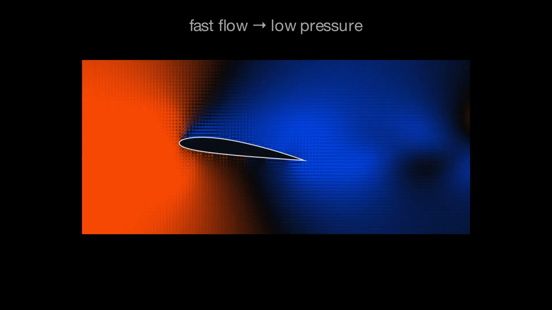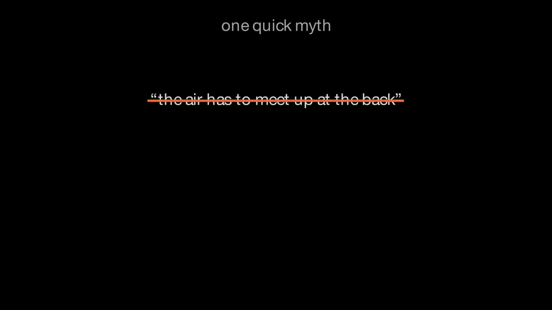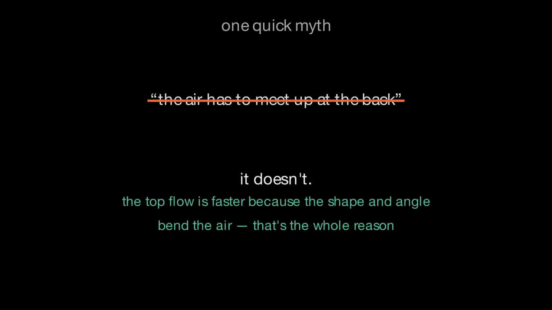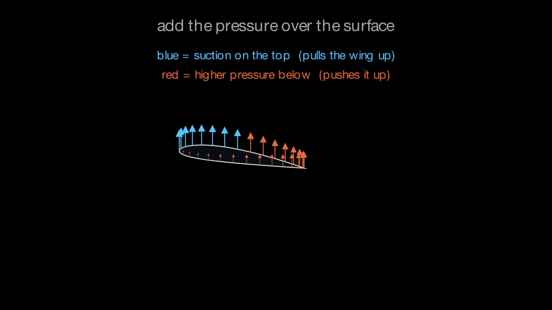And faster flow means lower pressure, so the top of the wing is suction, in blue. The bottom sits at higher pressure, in red. There's the imbalance, top to bottom. You've probably heard that the air has to meet up again at the back. It doesn't. That's a myth. The top flow is faster because the shape and the angle bend the air. That's the whole reason. Now add that pressure up over the whole surface.